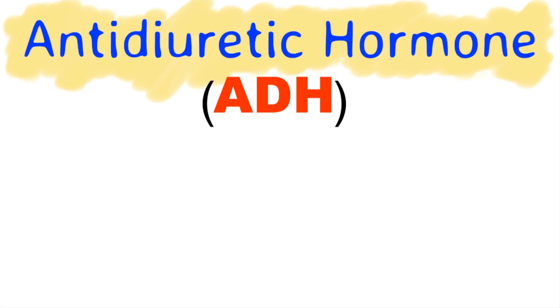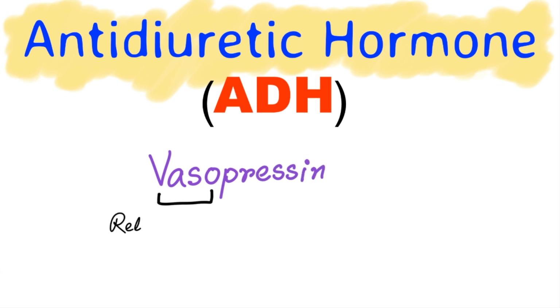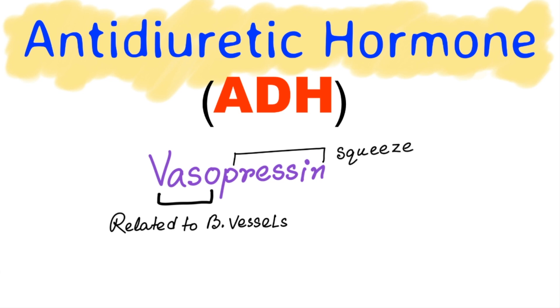Hey guys, today I'm going to discuss antidiuretic hormone. It is also called vasopressin. Vaso means related to blood vessels, and pressin means to squeeze something. So it is a vasoconstrictor hormone.